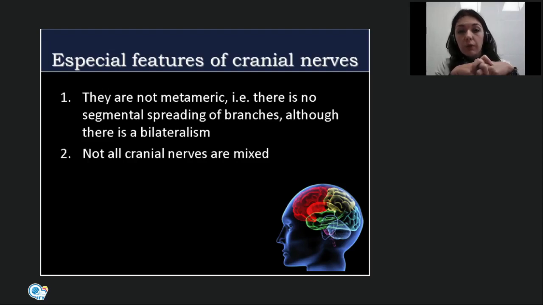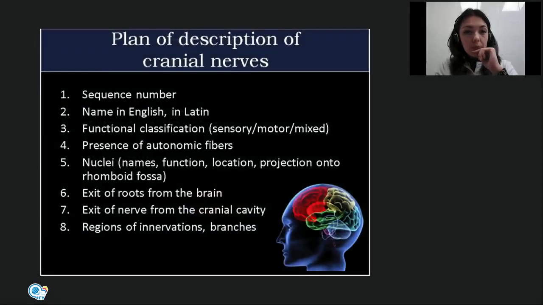The second difference between spinal nerves and cranial nerves is that not all cranial nerves are mixed. Later we will talk about it. Some of them can be purely sensory, so they will contain only sensory fibers. Some of them will be purely motor, containing only motor fibers. Some of them will combine sensory and motor fibers, and such nerves are named mixed nerves. And some of them will also contain autonomic fibers.